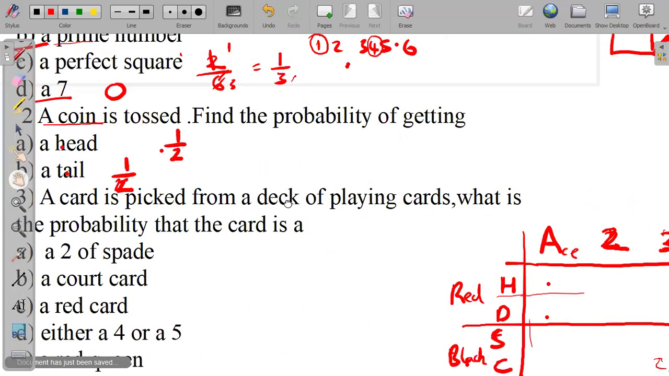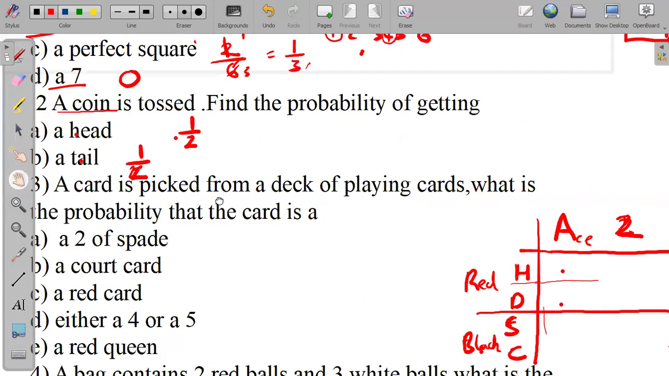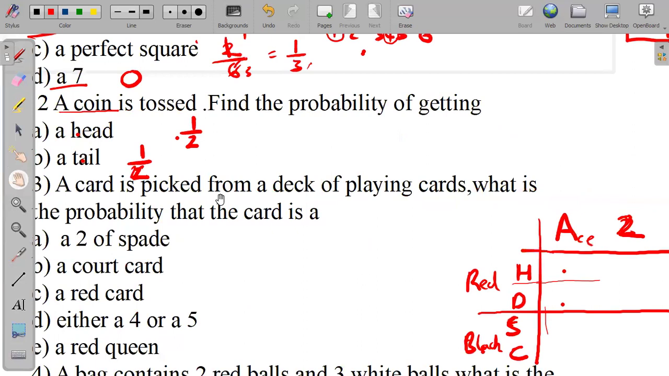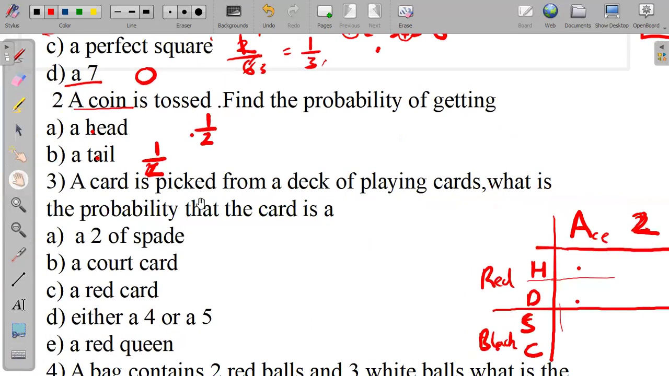So the first question is saying, a card is picked from a deck of playing cards. What is the probability that the card is a 2 of spades? From the look of things, if the question had just said a 2, we have 4 twos: a heart, a diamond, a spade, a club. But then the question is saying specifically a 2 of spade. We want a 2 of spade.